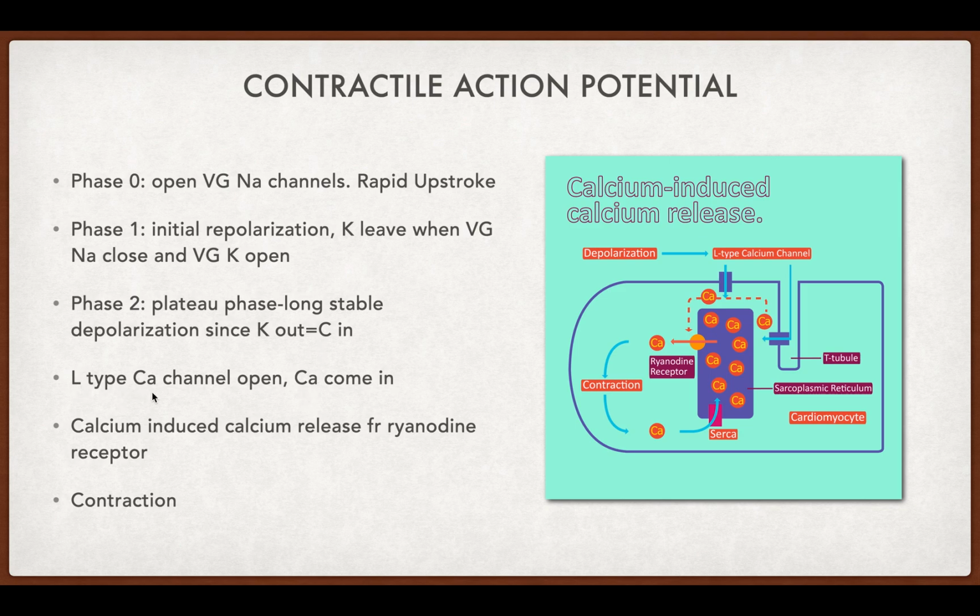There's the L-type calcium channel that will open in phase 2. And then there is a phenomenon called the calcium-induced calcium release. So from the L-type calcium channel, there's some calcium that comes in, and from there it attaches to something called the ryanodine receptor. And the ryanodine receptor will allow the calcium that is stored in the sarcoplasmic reticulum to come out into the intracellular fluid. So this depolarization from the L-type calcium channel is going to be calcium from the extracellular fluid from the initial plateau phase.